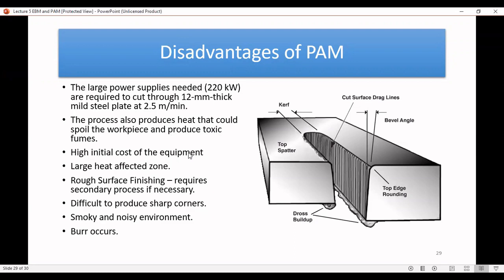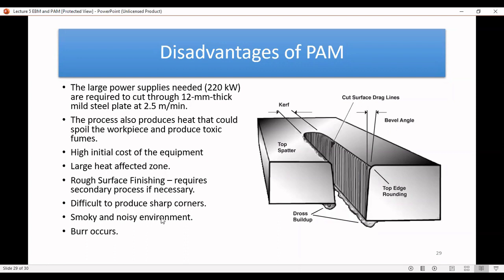Again, there is a high initial cost of equipment. Because this is a heat-related material removal process, you have a large heat affected zone that you have to be aware of. Rough surface finishing requires a secondary process if necessary. So the finishing is not as smooth as other processes. Depending on the depth and also the speed, you might need a secondary process. It is difficult to produce sharp corners. Basically, you're going to have a bevel cut, so it's very hard to produce sharp corners.